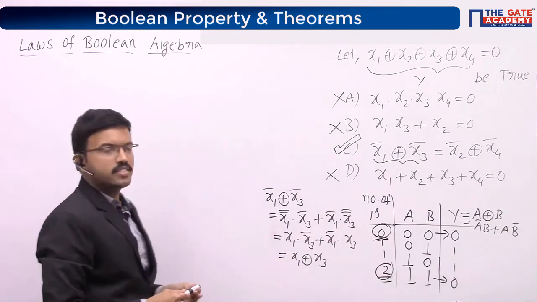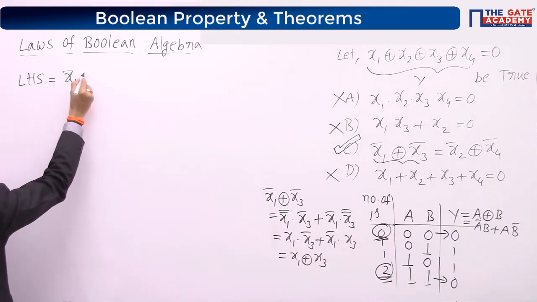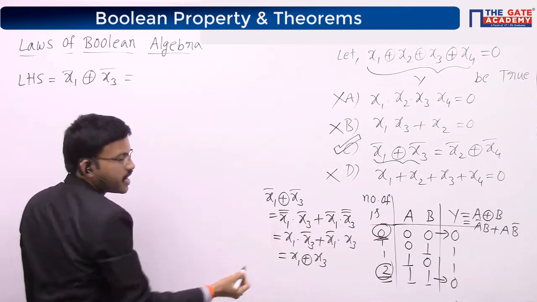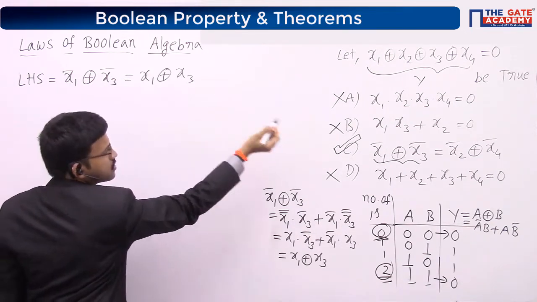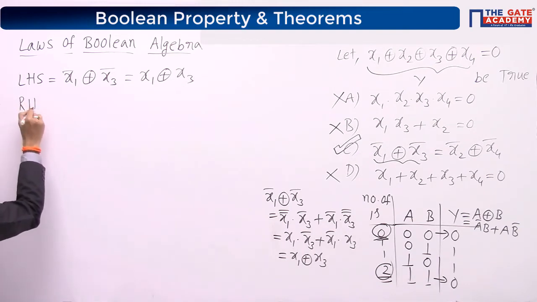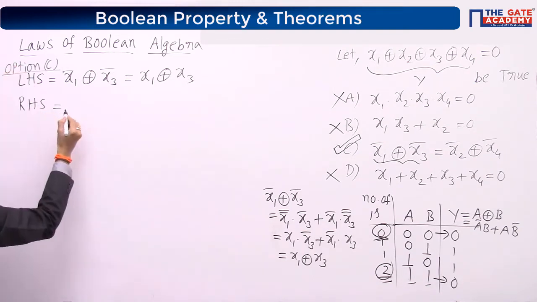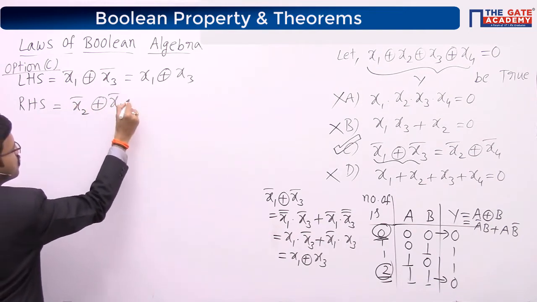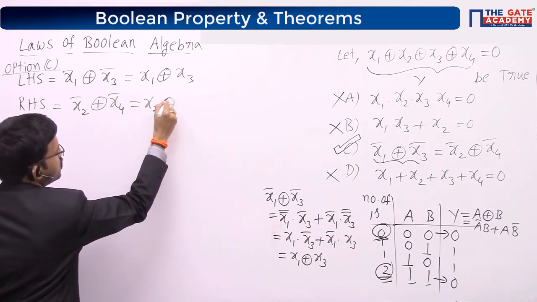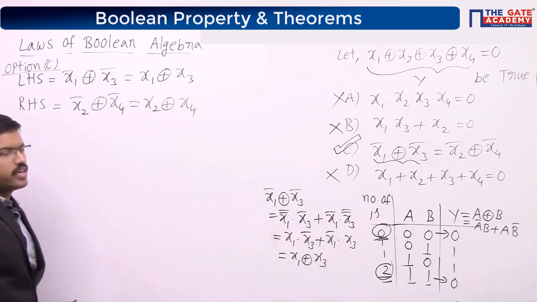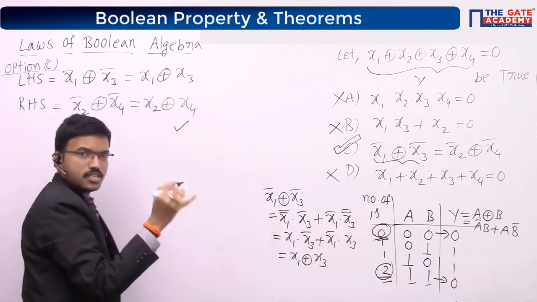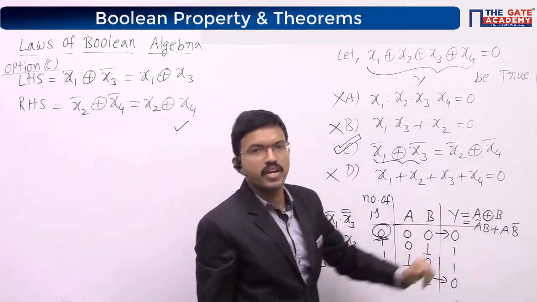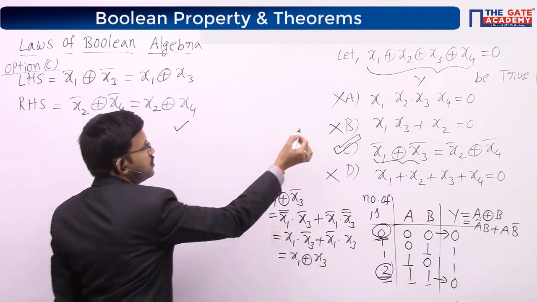See here, LHS is x1 bar exclusive OR x3 bar. That one I got as x1 exclusive OR x3. Next, RHS, I am considering option C. That is x2 bar exclusive OR x4 bar. This is equal to x2 exclusive OR x4. Now I am considering option C is true. So that I should get y value as 0. Right. Now I am considering this one.